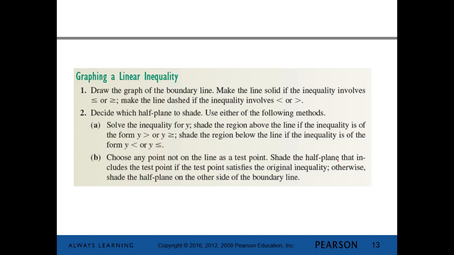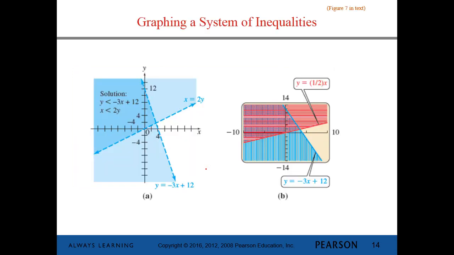Shade the half plane that includes the test point if the test point satisfies the original inequality. Otherwise, you're going to shade the other side. And that's really the easiest part. It's either this one or this one, and both of them are just as easy.